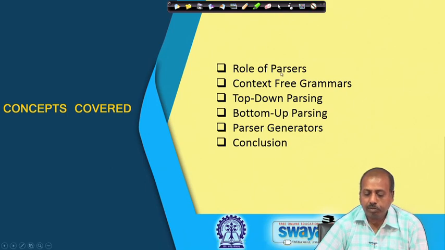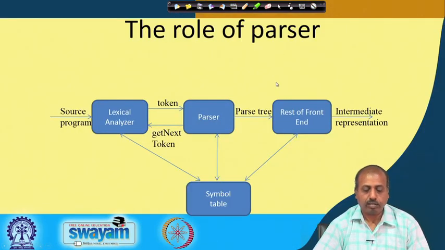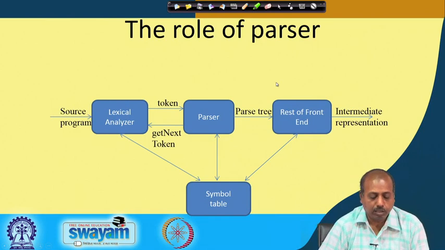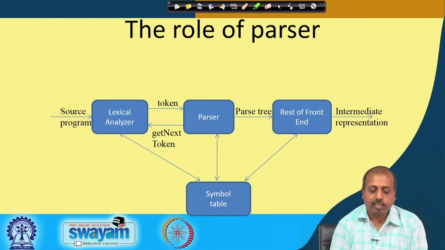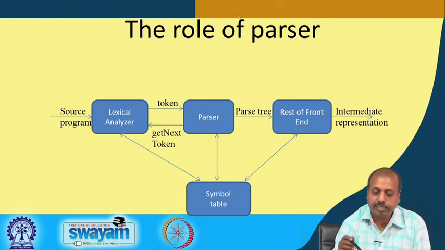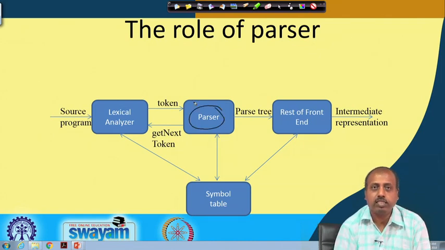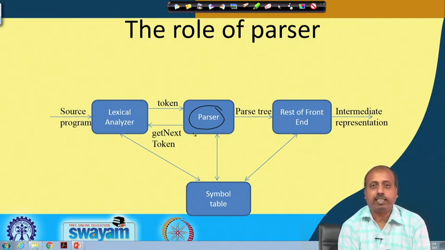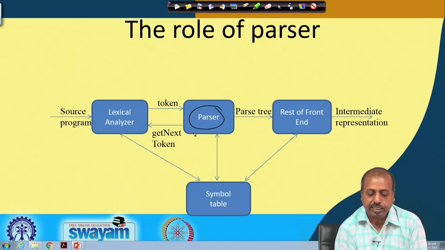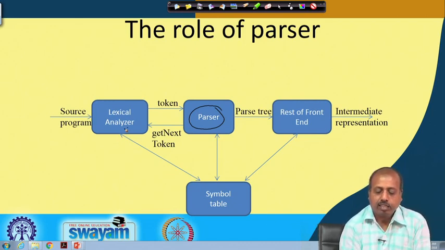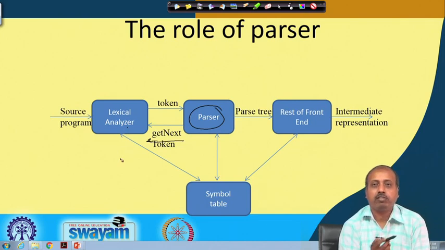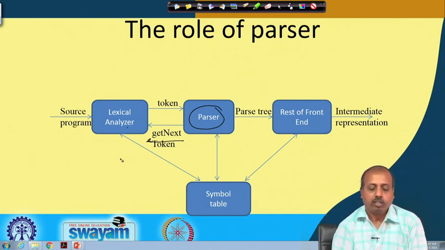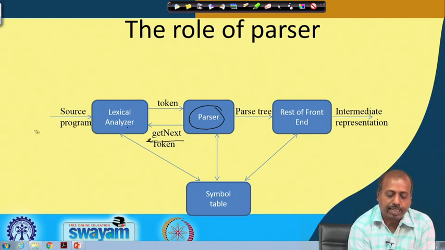So, let us start with the role of a parser. The role of a parser is like this. The parser is sitting somewhere here, talking to the lexical analyzer for tokens. Whenever it needs a token to proceed, it will ask the lexical analyzer to get the next token. As we have seen in the lexical analysis tool, it scans the source file.